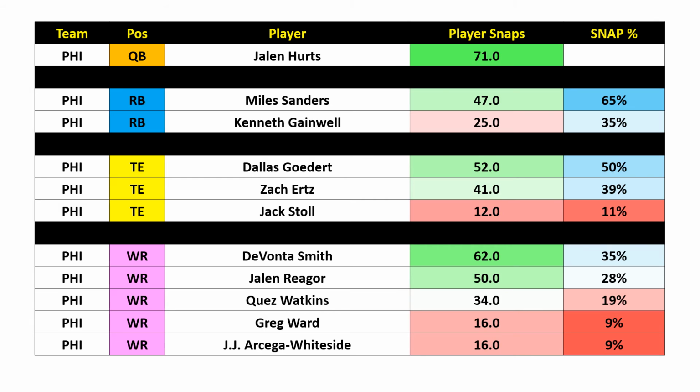Philadelphia, Sanders and Gainwell. Gainwell is a key backup that may have independent value at 35%. I am picking him up, especially if I have Sanders. Pick him up now. Goddard and Ertz.